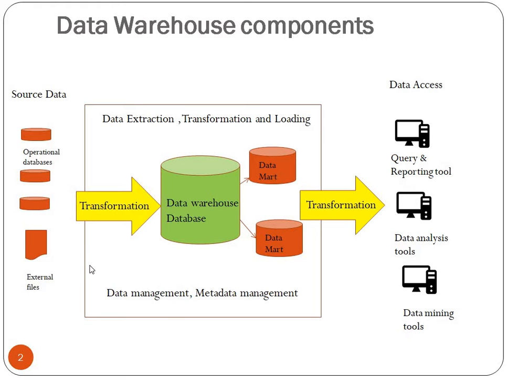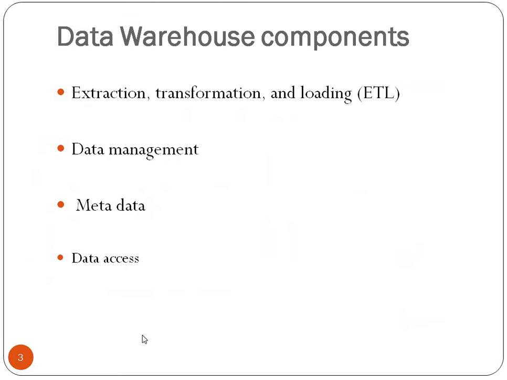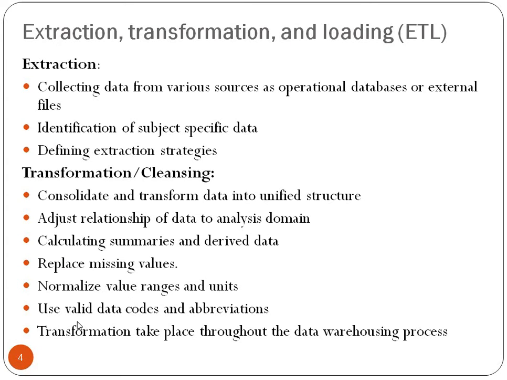Now let us see the main components of the data warehouse. The main components are extraction, transformation and loading, that is the ETL tool, data management, metadata management and data access. So these are the four main components listed over here. Let us have a look at each of these components in detail. First we start with the ETL tool: extraction, transformation and loading.